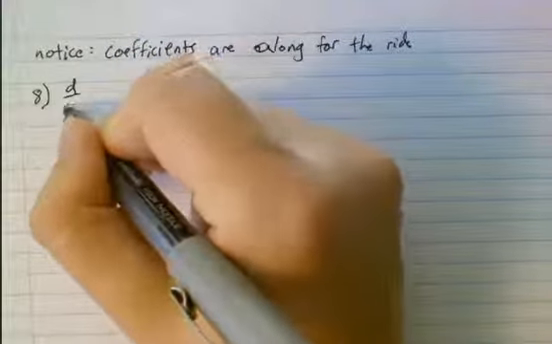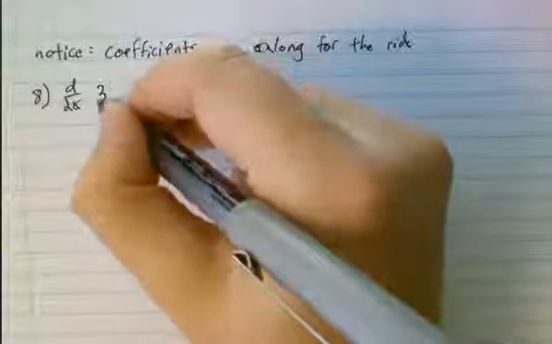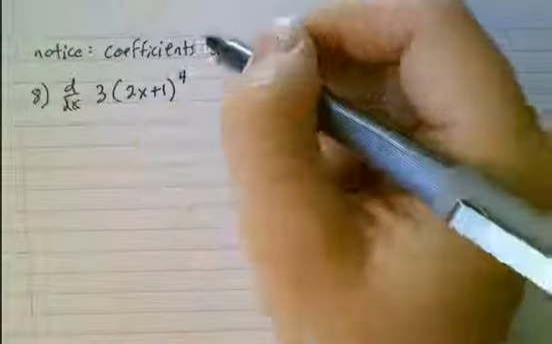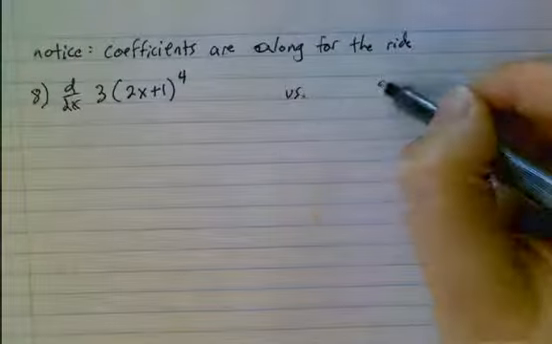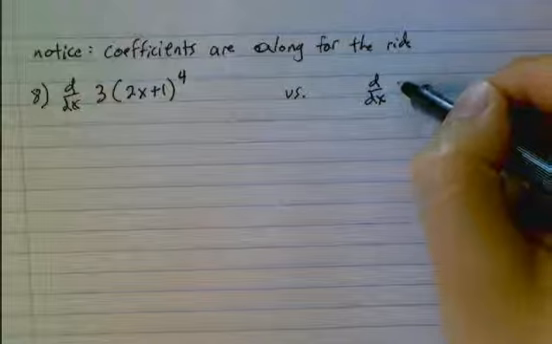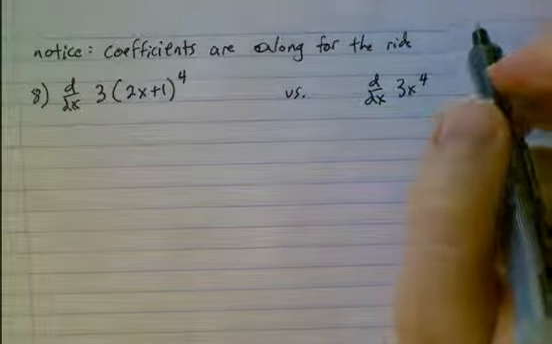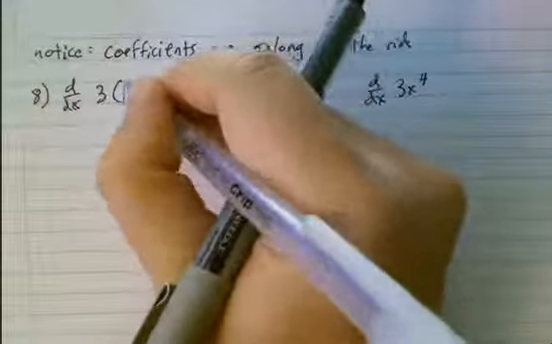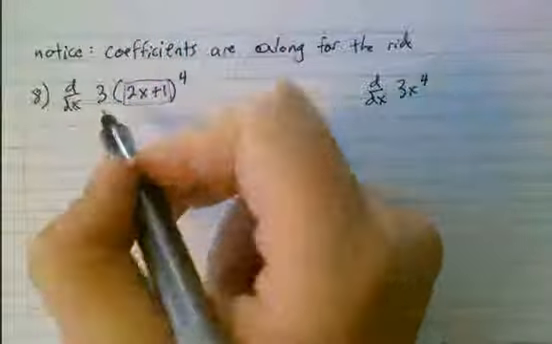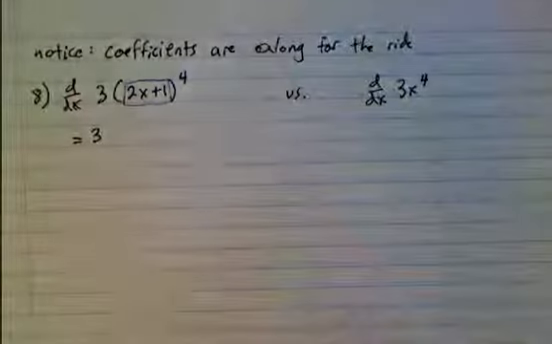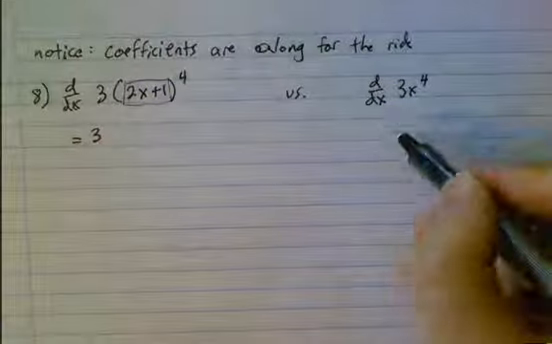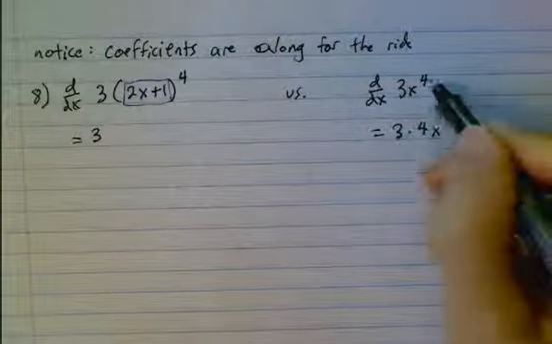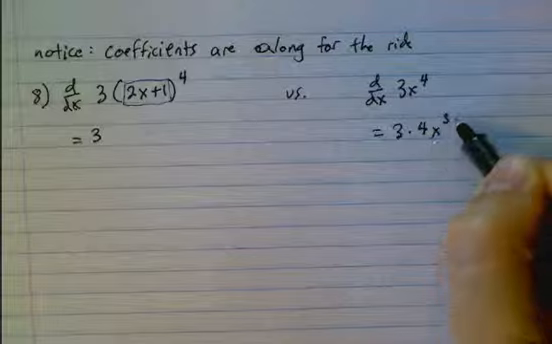Let's say we had the problem, find the derivative of 3 times 2x plus 1 to the 4th power. And let's just look at that versus finding the derivative of, let's say, 3x to the 4th power, one of the old type of problems. So notice over here we have a box function. So that means we're going to use the chain rule when we're taking the derivative. In this case, the 3 is just along for the ride. Just like over here, the 3 would be along for the ride, and then we would do 4, bring down the exponent, subtract 1 from the exponent to get 4x to the 3rd.